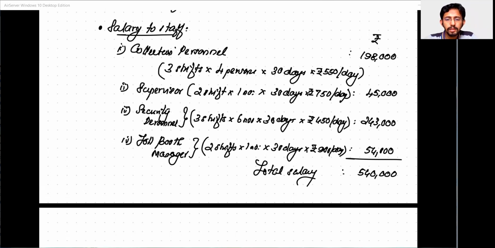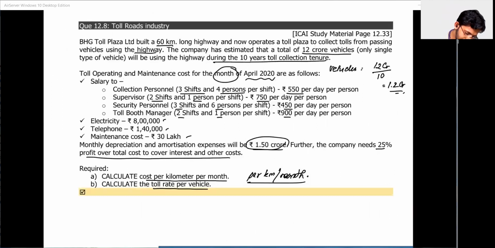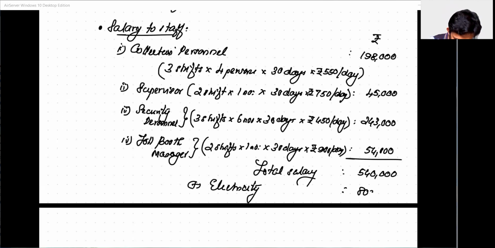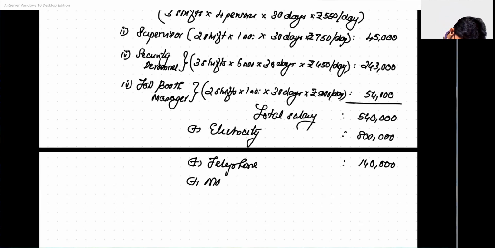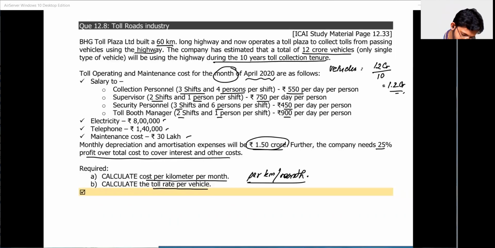Add. You have to add other cost. Add electricity. What is electricity here? 8 lakh. Telephone 1,40,000. Maintenance cost. Maintenance cost is to be taken as 30 lakh.